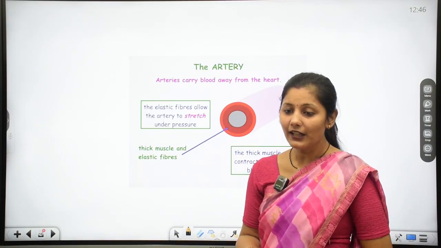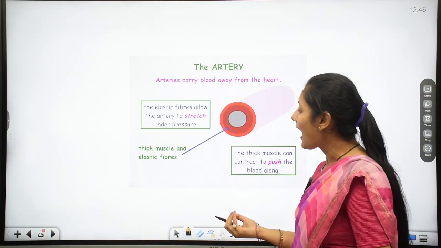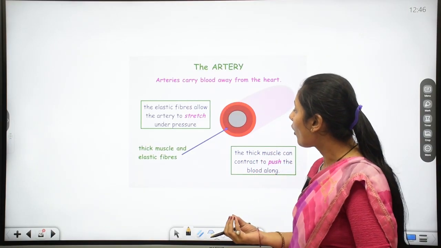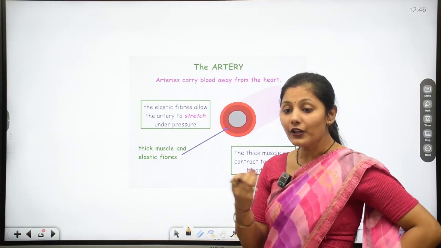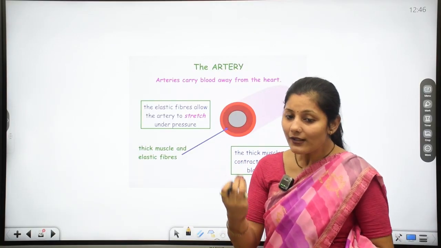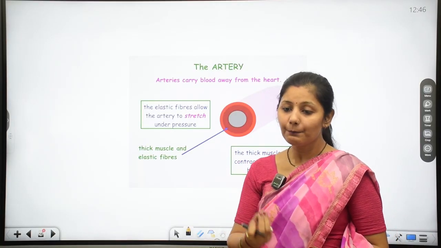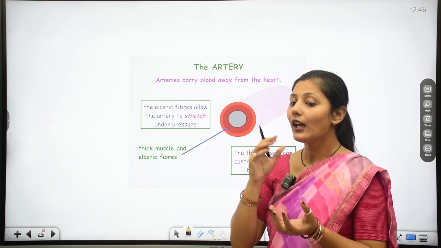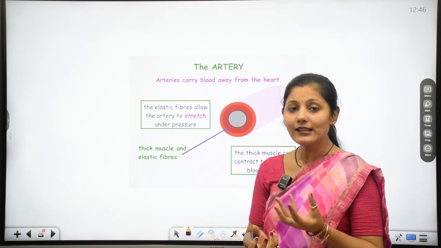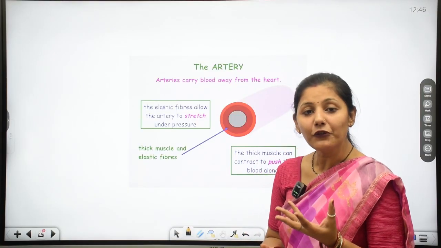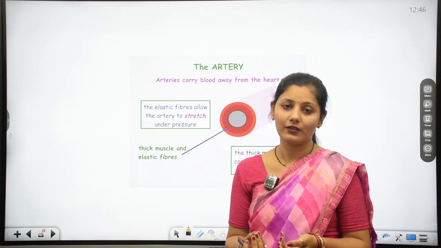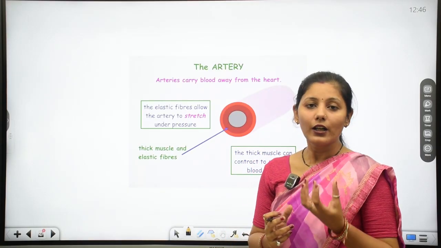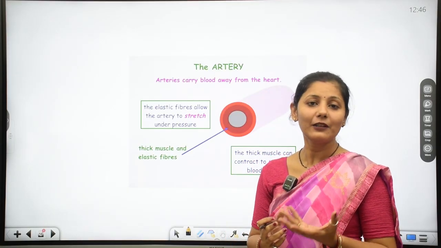It carries the blood from the heart to the body parts. It has a thick wall because it stretches when the blood flows inside the blood vessel. When the blood flows inside the arteries, it stretches, and the blood flowing inside the arteries is under high pressure. That is why they have a thick wall, to absorb that pressure.